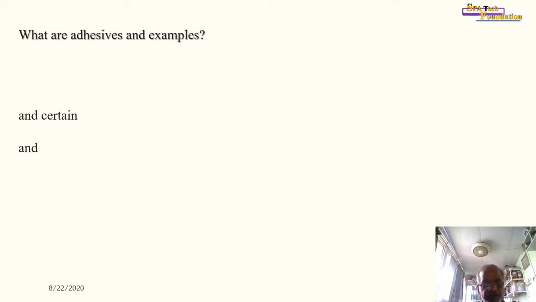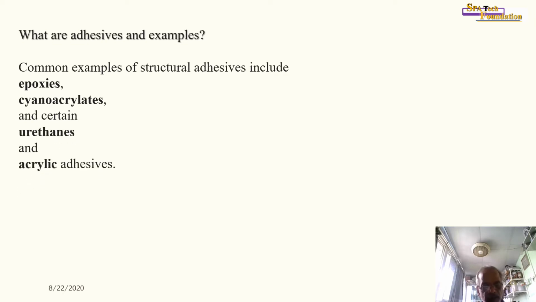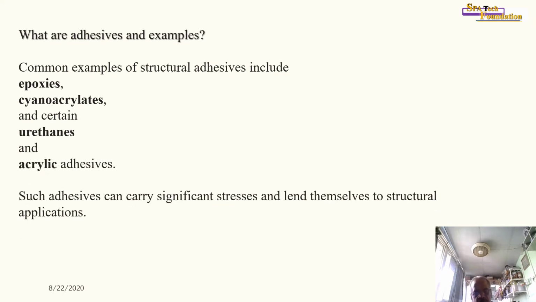What are adhesives and examples? Common examples of structural adhesives include epoxies, cyanoacrylates, certain urethanes, and acrylic adhesives. Such adhesives can carry significant stresses and lend themselves to structural applications.